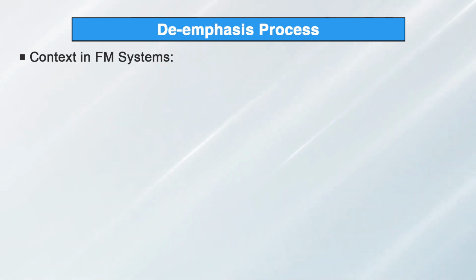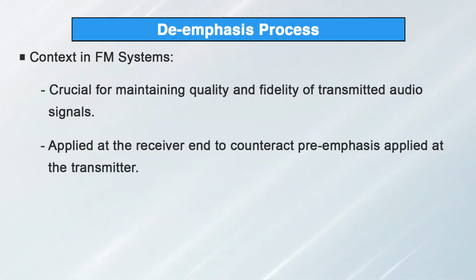In the context of frequency modulation communication systems, the process of de-emphasis is crucial for maintaining the quality and fidelity of the transmitted audio signal. De-emphasis is a technique applied at the receiver end of an FM system to counteract the effect of pre-emphasis that was applied at the transmitter end. So, pre-emphasis and de-emphasis work together to improve the signal to noise ratio during transmission and ensure that the received audio signal closely resembles the original signal before transmission.